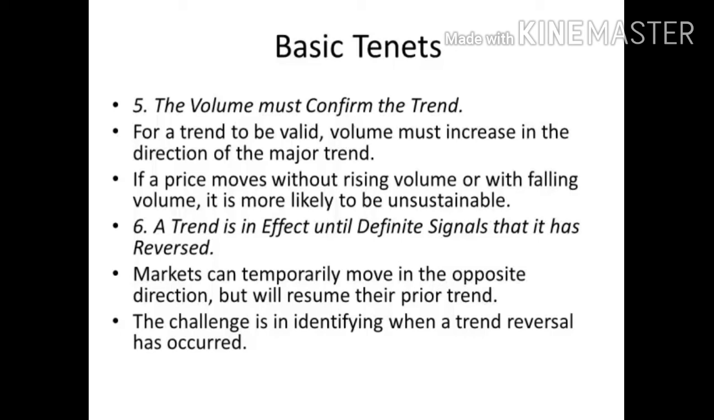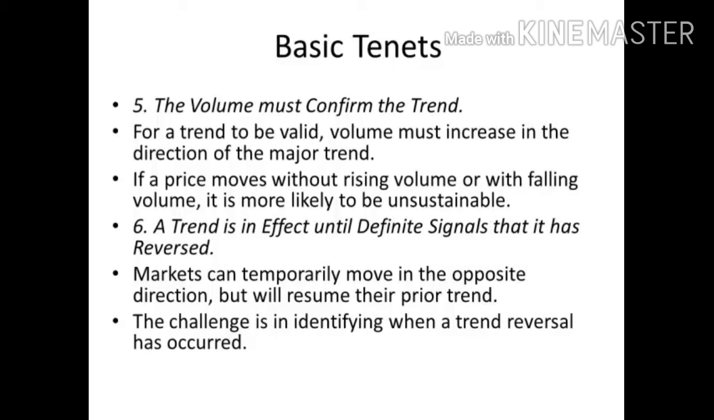And this is one of the challenges of trend analysis and of Dow theory, is that we need to know when a trend has changed. Right? So if the primary trend is in a particular direction, we need to know when it changes. So according to Dow theory, we have to assume that a trend is in effect until there are definite signals that it is not. Right?